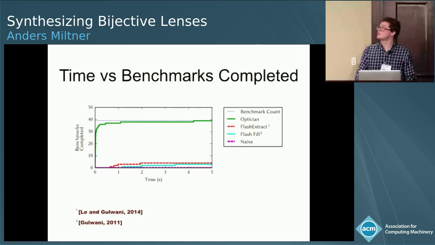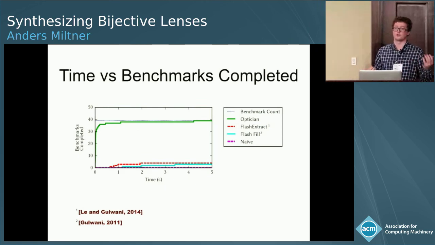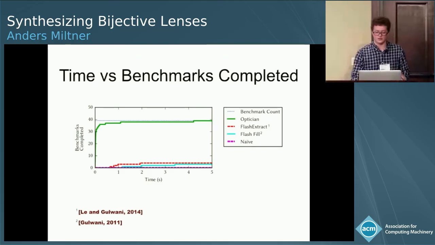We tested Optician and some other string synthesis tools' performance on our benchmark suite. On the x-axis is time, and on the y-axis is the number of benchmarks able to be completed within that time. Optician's performance comes from three primary sources. The first is that our tool only can synthesize bijections. This reduces the search space, but it also does reduce the expressivity of the individual functions the lens comprises.